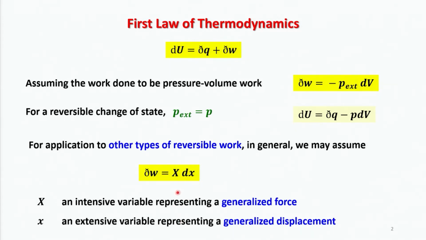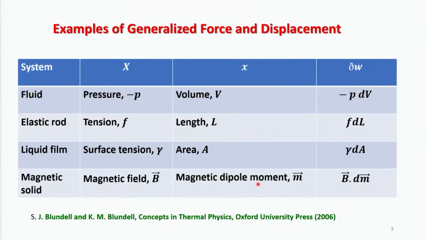If I compare this relationship to the relationship that I have written over here, what is capital X in the case of pressure-volume work? Capital X in the pressure-volume work is minus P. What is small x in the case of pressure-volume work? That is the volume of the system. Therefore, the generalized force is coupled to the generalized displacement. In the case of pressure-volume work, it is minus P dV, and we will see what form capital X and small x can take if I take a very generic set of examples of other types of reversible work. So, let us take some of these examples.